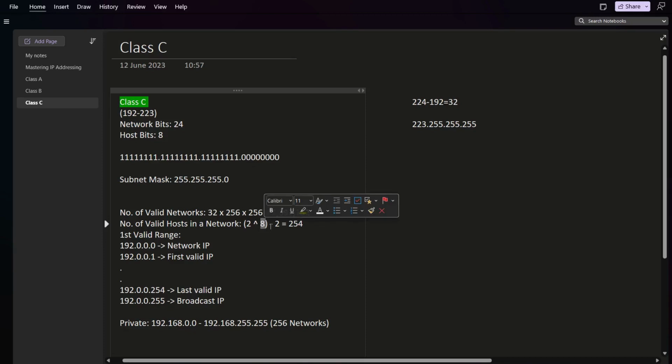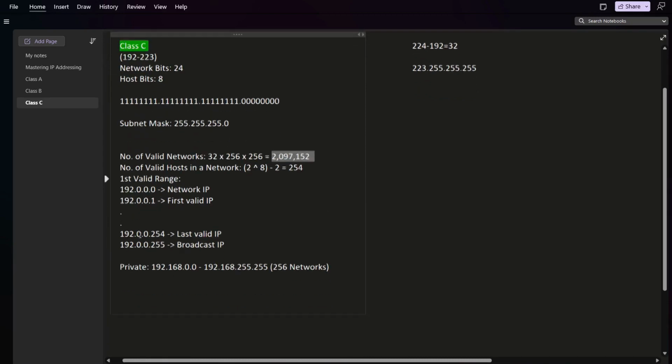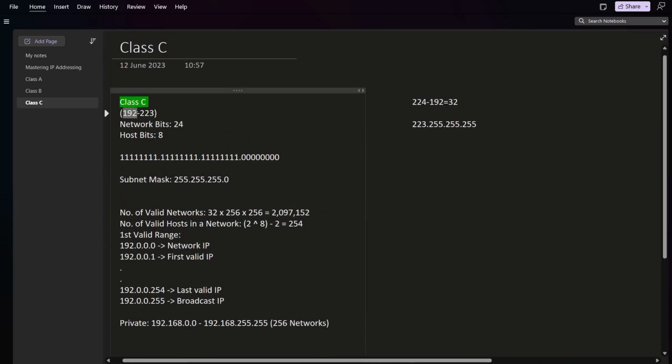Now, the number of valid hosts in this network: the formula remains the same, 2 raised to the number of host bits, which is 8, minus 2 for the network IP and broadcast IP, which is equal to 254. So this is the number of hosts we can have in one network of class C, and we have this many networks in total.